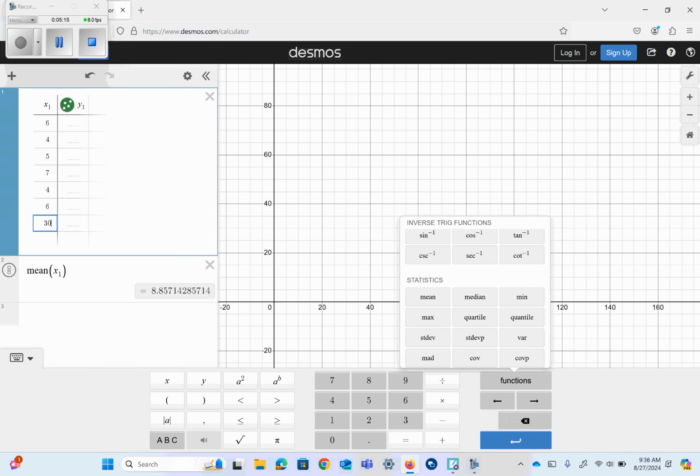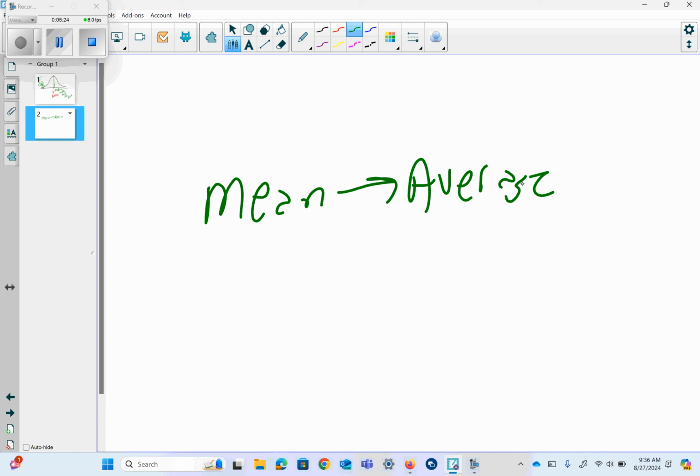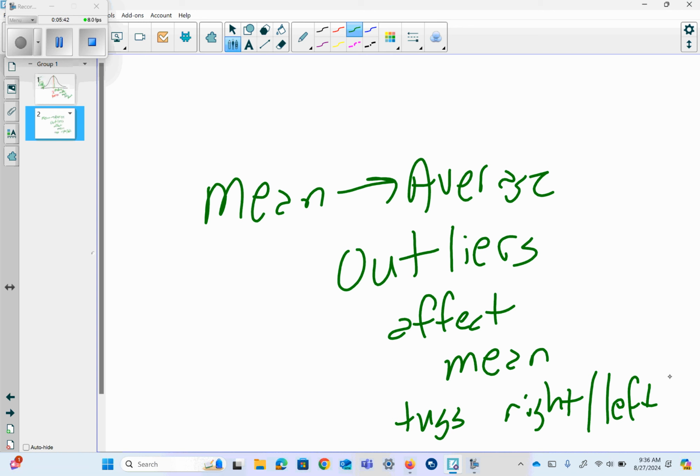So the big thing to know about the mean, which is the average, is that outliers affect it. It either tugs right or left, depending upon whether it's a really high piece of data or a really low piece of data. That's critical to know, because sometimes when you're looking at the center of a normal distribution, the mean isn't always the best thing to look at because of an outlier.